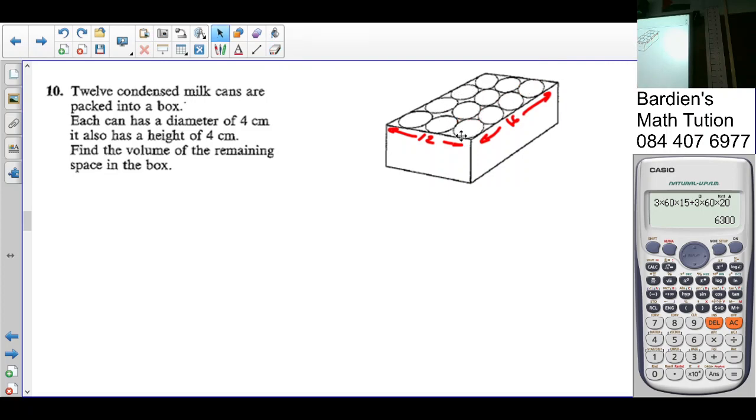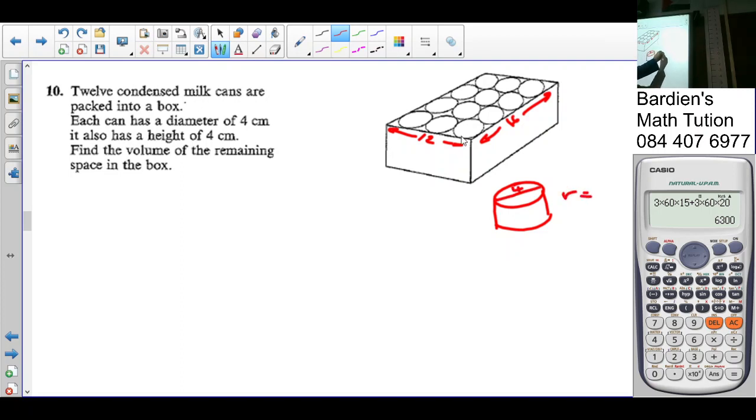So, the question then says, each can has a diameter of 4 centimeters and also has a height of 4 centimeters. So in other words, what type of shape is the can of a condensed milk can? Cylindrical shape, measuring 4 there with a radius of 2 and the height is also 4. That's what you should be seeing.